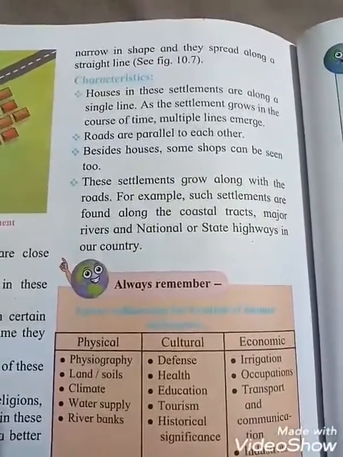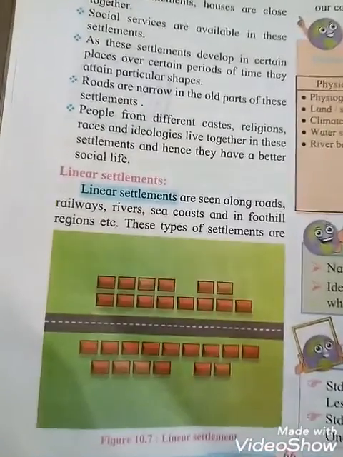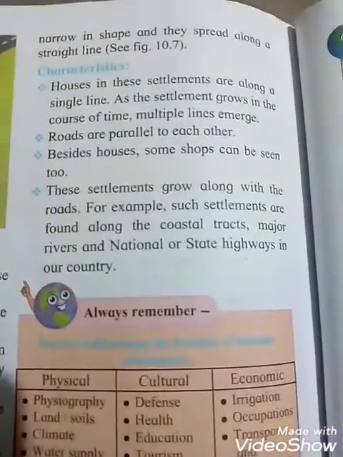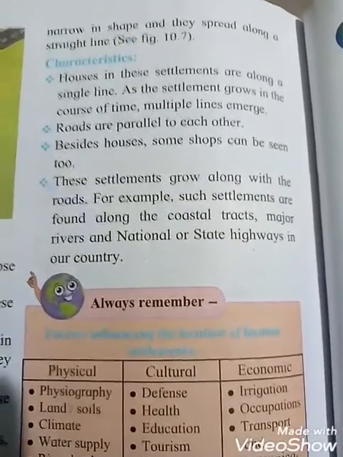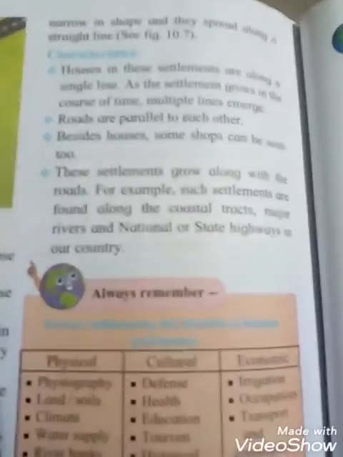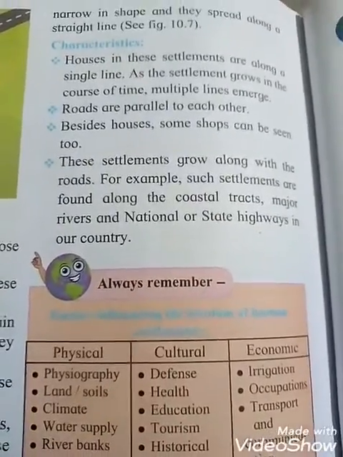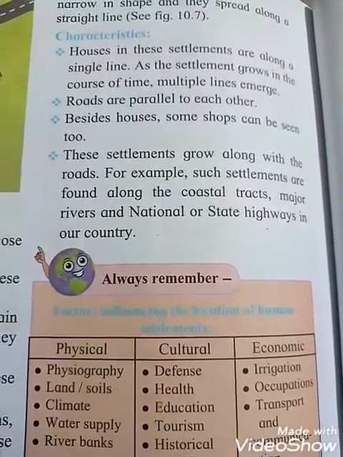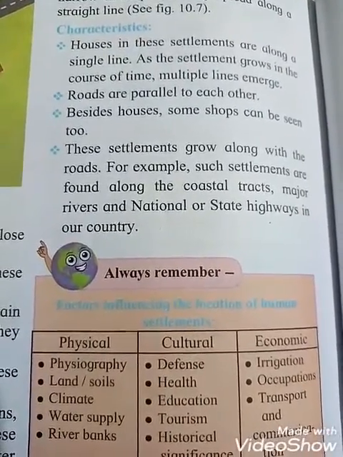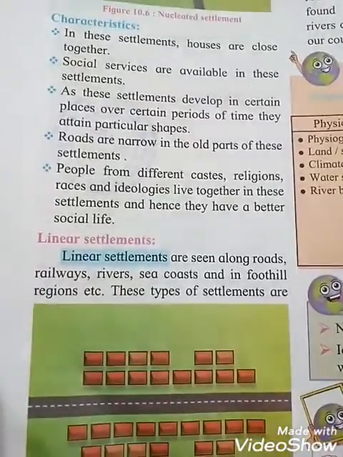And see students, see the picture, figure 10.7, linear settlements. These types of settlements are narrow in shape and they spread along a straight line. Characteristics, that means features: houses in these settlements are along a single line. As the settlements grow in the course of time, multiple lines emerge. See the picture, so multiple lines will emerge.